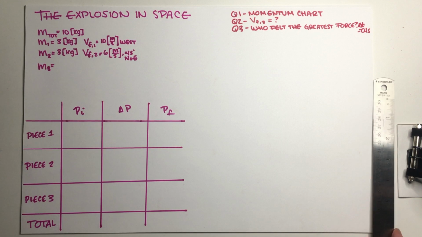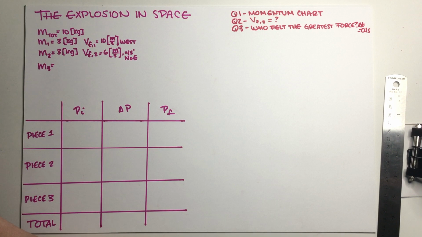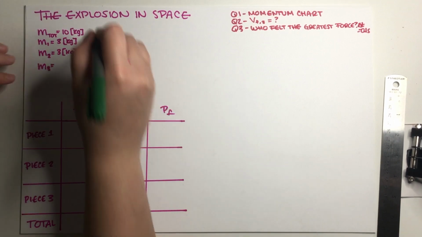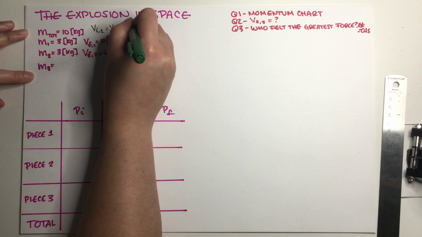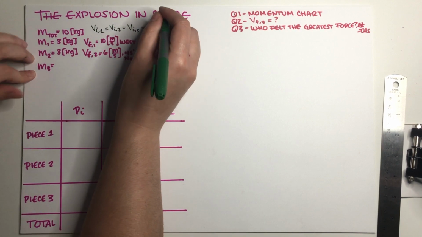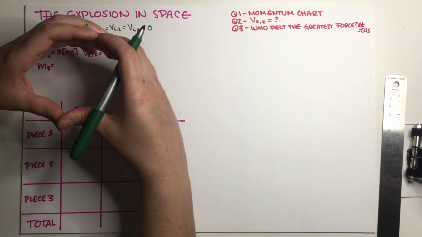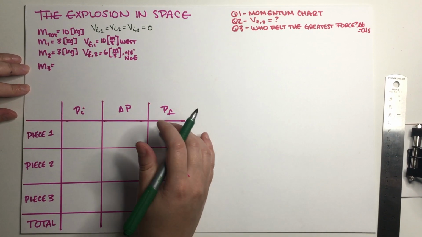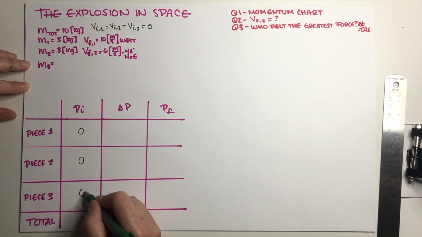First of all, the instructions are very clear that this object is initially at rest, and at rest means not moving at all. So when all of these pieces are together, none of them are moving. That means the initial velocity of 1, 2, and 3 is equal to 0, because they are stuck together, so they have the same velocity, and they are at rest. Now, momentum is equal to mass times velocity, so because nothing is moving, no one has any initial momentum at all.